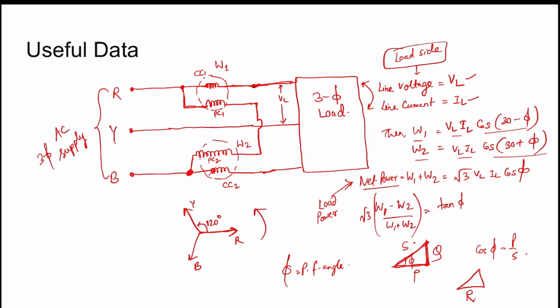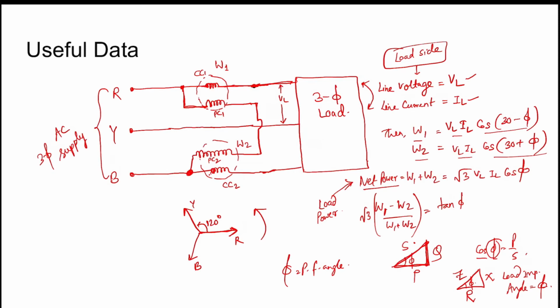Similarly, for the load having the impedance Z with resistance R and reactance X, this will be phi also. So the load impedance angle and the power factor angle are the same, only the power factor is cos of that angle phi. Load impedance angle is phi.